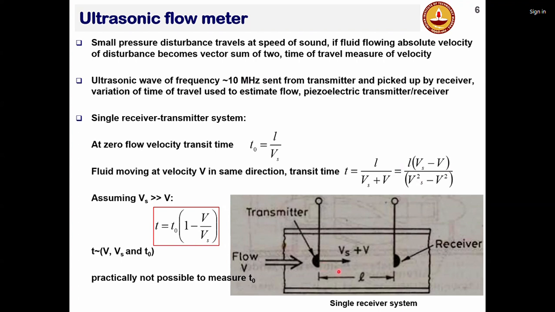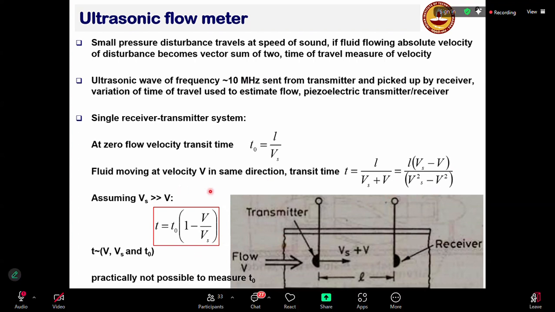Now, these flow velocities that we typically encounter in practical systems are much smaller than the sound wave velocity. So sound wave moves at, let's say, in water at about 1500 meter per second, right? And the flow velocity that we measure, typically maybe a few meter per second or maybe tens of meter per second, but way below the sound wave velocity. So when V is very small compared to Vs, V square will be even smaller.